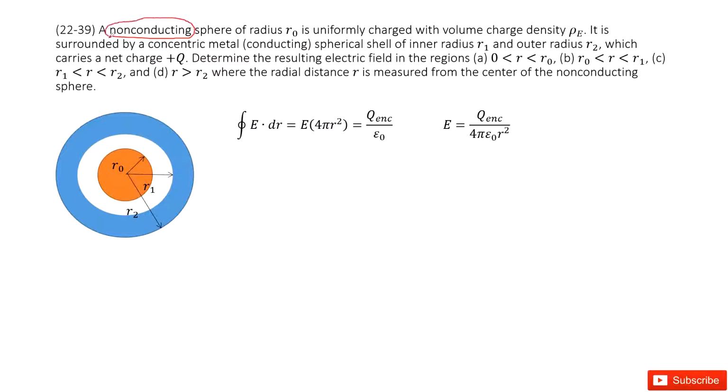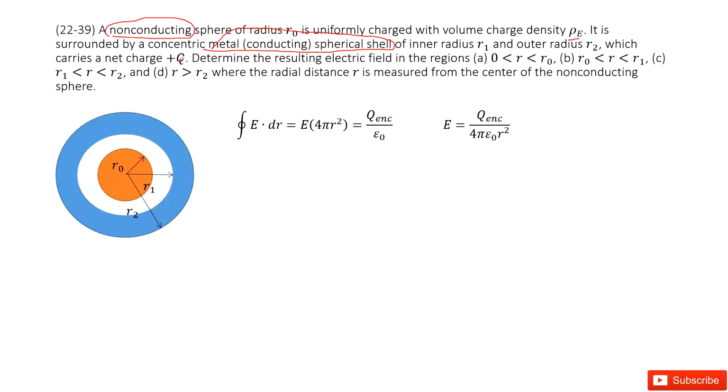non-conducting object. The keyword non-conducting tells us the charge is uniformly distributed inside the object, right? And the charge density is rho e. For the inner object, the radius is r0, and then the outside is a shell. It's a mantle, spherical shell. The keyword mantle tells us this is a conducting object, right? And for a conducting object, the charge is located at the surface. The inner radius is r1, the outer radius is r2. The net charge is positive Q.